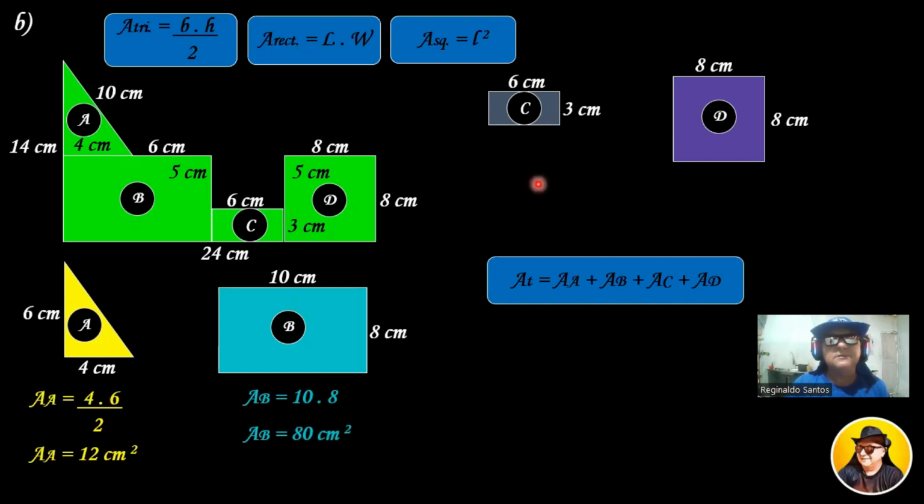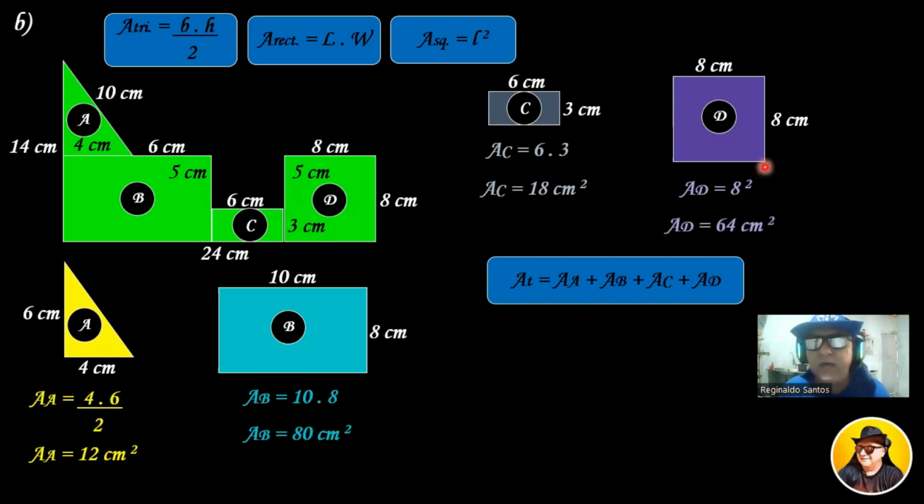And again, our rectangle. So the area of shape C is 6 times 3. That is going to be 18 centimeters squared. And finally, shape D, a square. A square is one side squared. So 8 squared, 8 times 8 is going to be 64. All right, so the area of figure D is 64 centimeters squared.